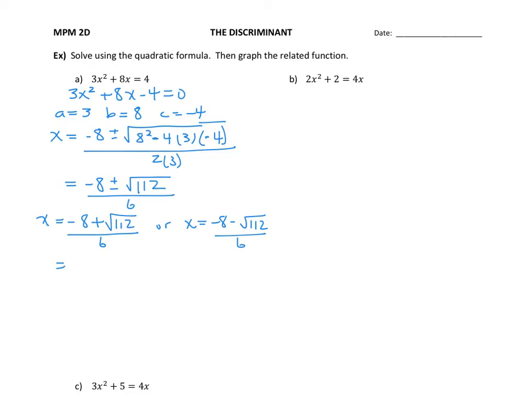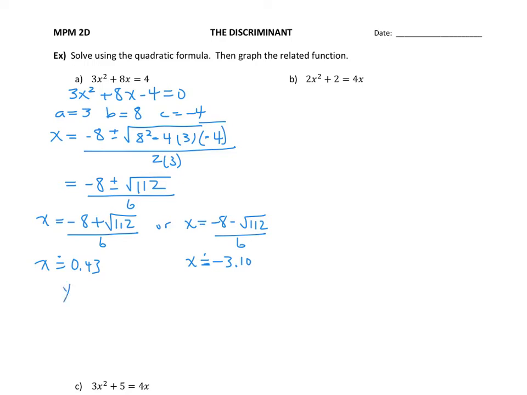I'm going to just take that to 2 decimal places. I get 0.43 approximately here for that one. And then the other one, I get negative 3.10. When I round that carefully, negative 3.10. All right, so the graph, the quadratic function, the related quadratic function looks like this.